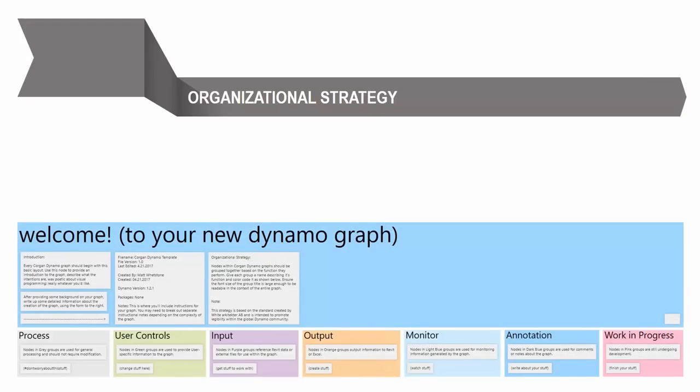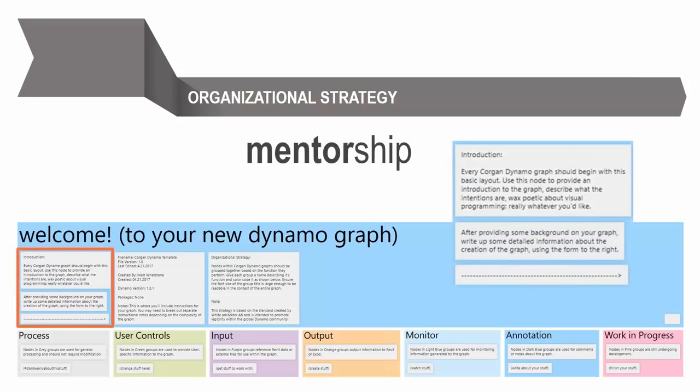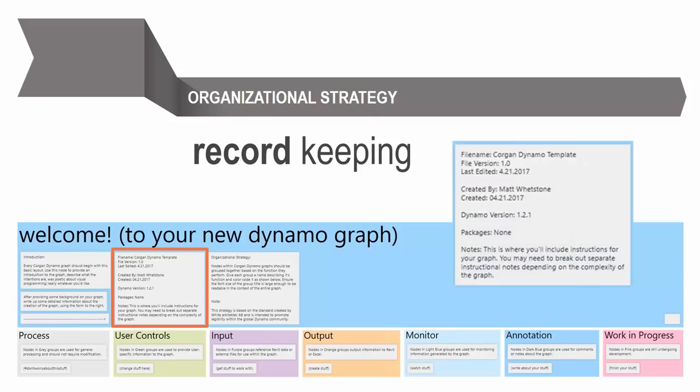So this is what comes into every new Dynamo graph, and really it's just a copy and paste operation at the moment. But we have a few different things. First off, mentorship. So we want to put a little verbiage in there that's describing what the organizational strategy is for, how things should be organized, so people can take this forward and organize their graphs as such.